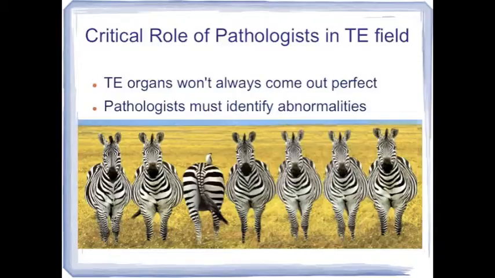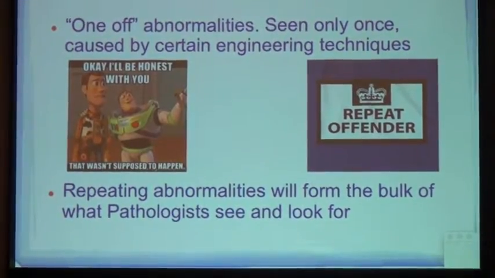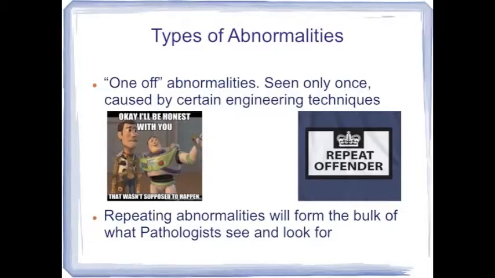I've thought of two kinds of abnormalities here. One of them is the one-off abnormality. I describe these as abnormalities that appear in the organs simply due to the certain technique of developing the organ. And once identified, these abnormalities will not occur again, because then the companies developing the organs will realize that that abnormality was only because of a certain technique used. Secondly, these are the ones that pathologists will most likely come across in the field. These are repeating abnormalities, and I'll outline them as follows.